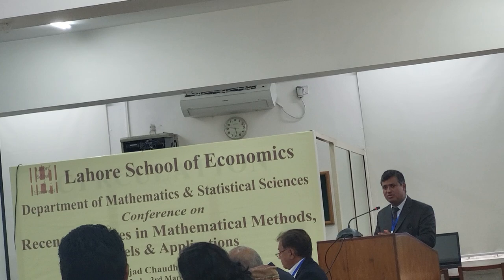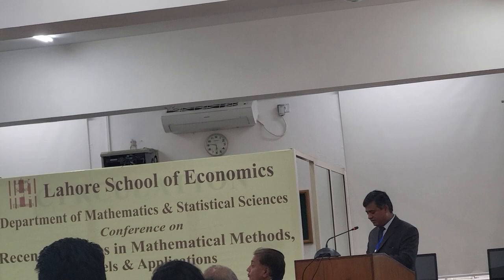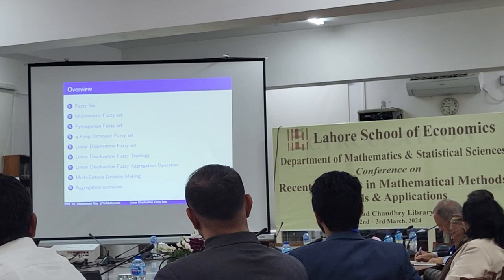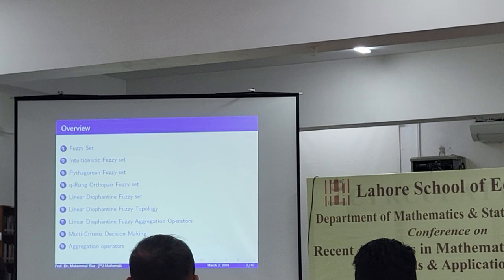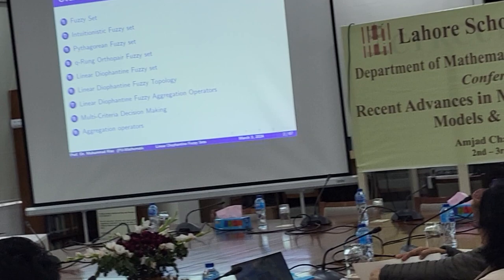So, I will discuss some fundamentals of diophantine fuzzy sets. Then we discuss some basic fuzzy sets, including intuitionistic fuzzy set, Pythagorean fuzzy set, pure orthopair fuzzy sets, and then linear diophantine fuzzy sets. Then we discuss some review about linear diophantine fuzzy topology, then linear diophantine fuzzy aggregation of vectors, multi-criteria decision making, and some aggregation of vectors which have been developed so far.